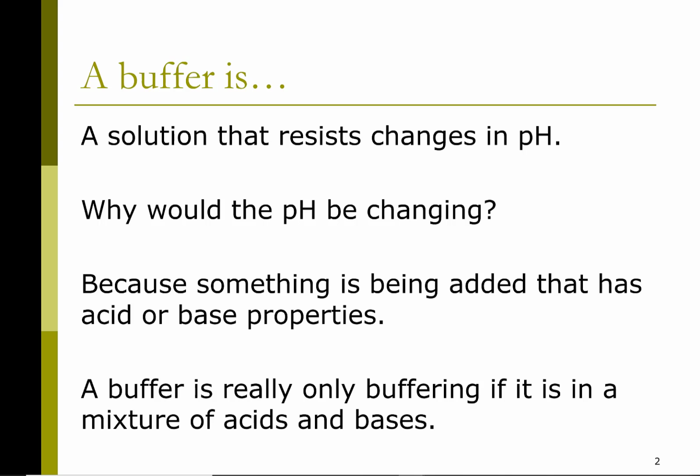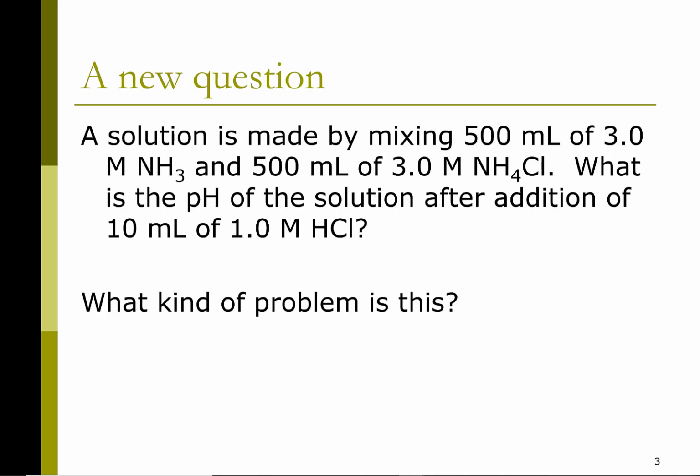As a result, if I want to see a buffer actually buffering, I'm always looking at a mixture of multiple acids and bases. And so here's an example of a buffer trying to buffer. I have a solution made by mixing 500 milliliters of 3 molar NH3 ammonia and 500 milliliters of 3 molar ammonium chloride. And I ask the usual question, what is the pH, this time of the solution after I've added 10 milliliters of 1 molar HCl?